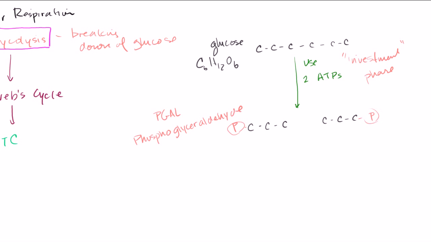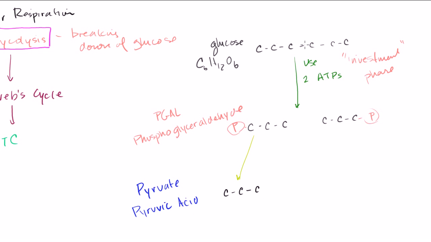So in the payoff phase, each of these P-gals turn into pyruvate, which is another 3-carbon compound, but it's reconfigured. Let me write pyruvate in blue, because at least it's good to know the word. I'll show you its structure in a second. Pyruvate is sometimes called pyruvic acid, same thing, and that's essentially the end product of glycolysis.